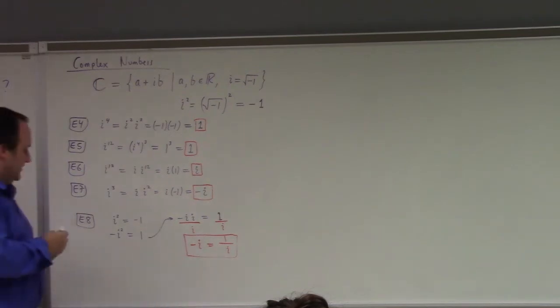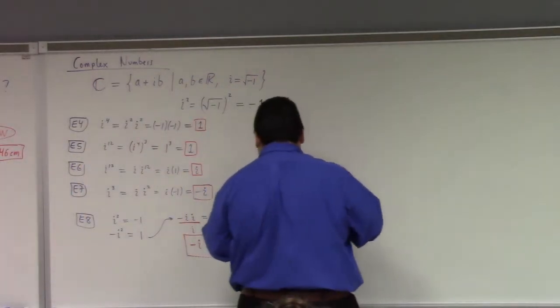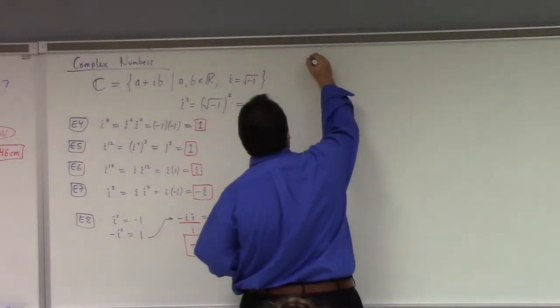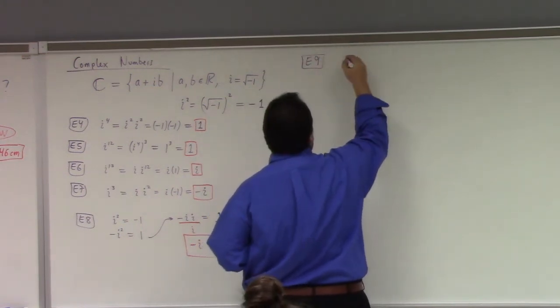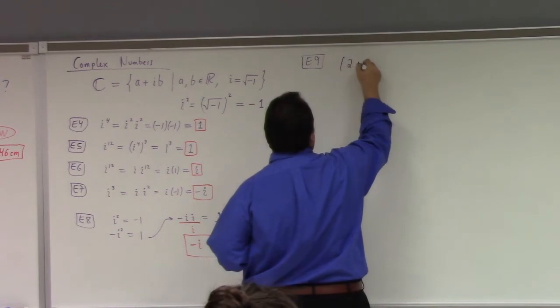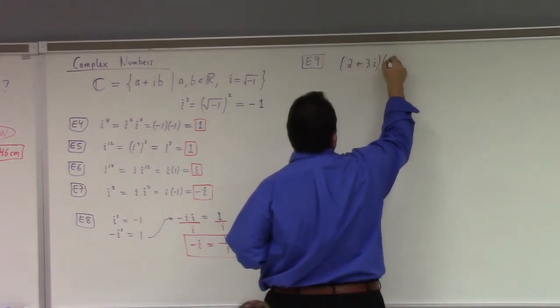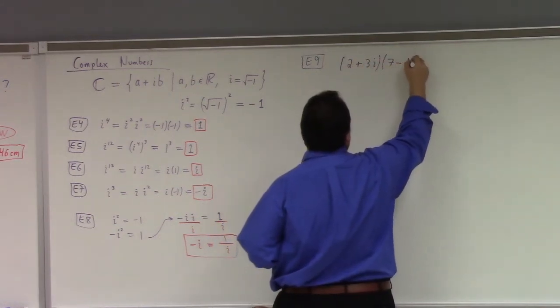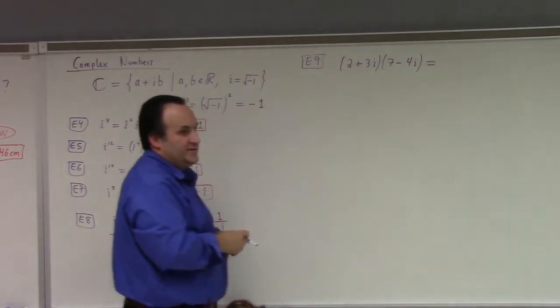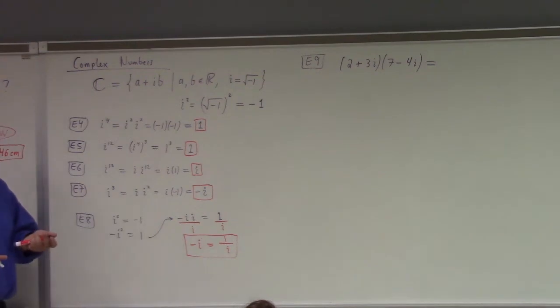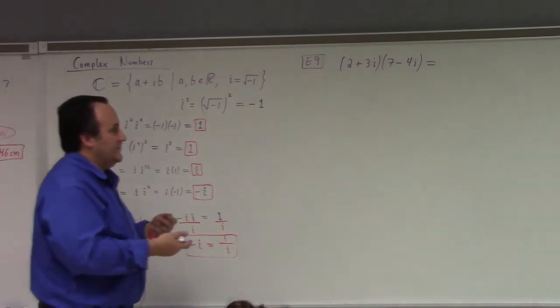a little bit more terminology here. Let me multiply a couple of them here for you. 2 plus 3i times 7 minus 4i, all right? How do you multiply complex numbers? The answer is just like usual. You still have a distributive property, they're commutative, you just FOIL it out.